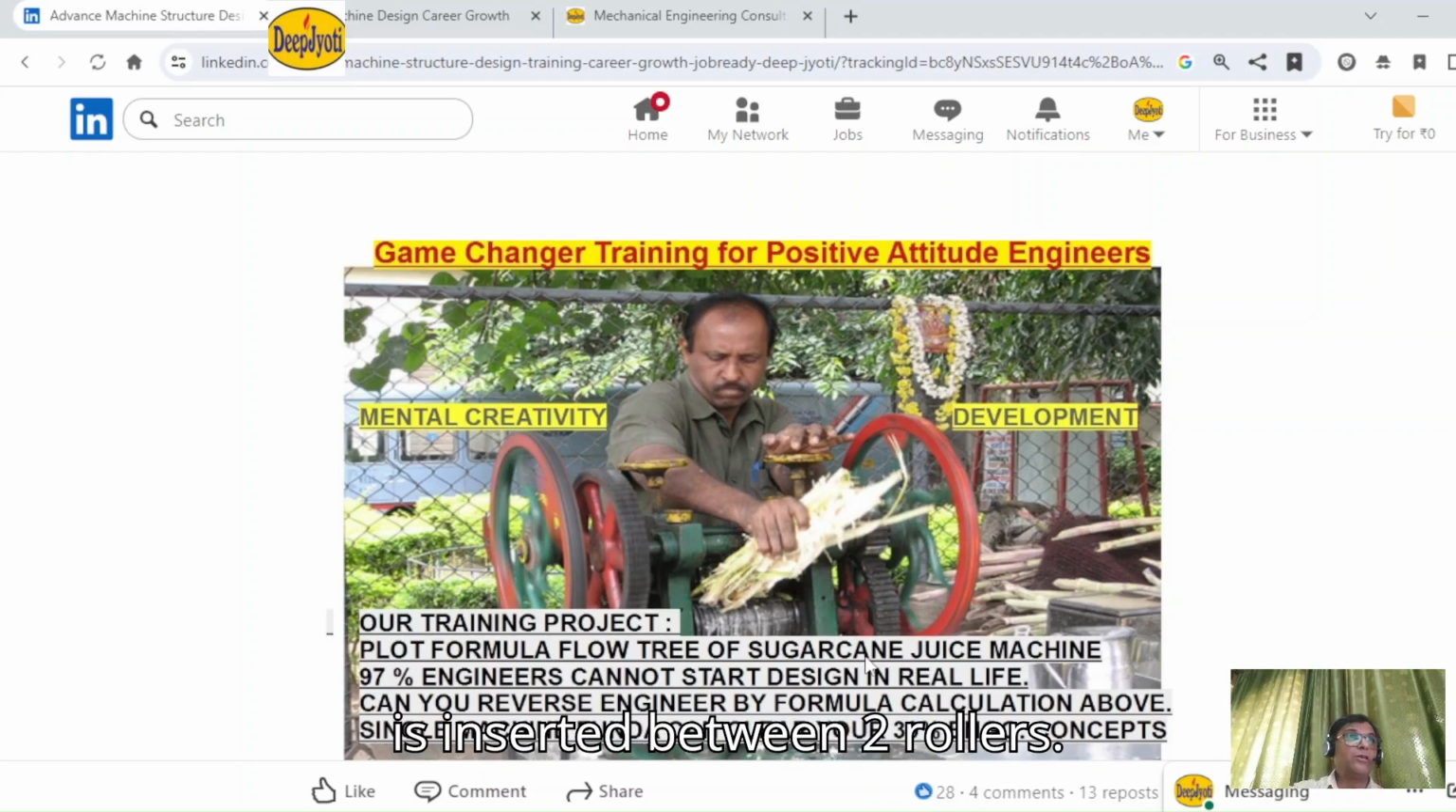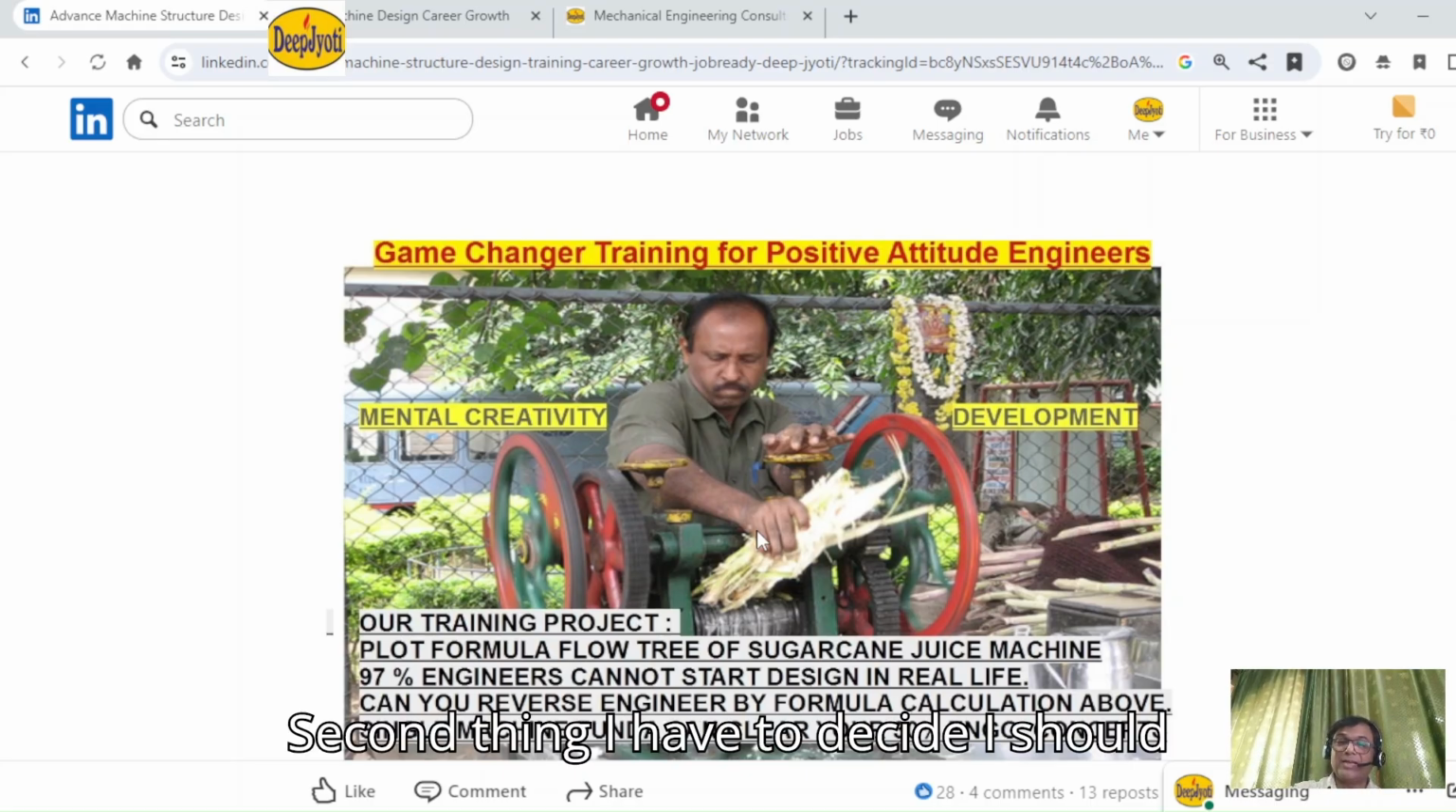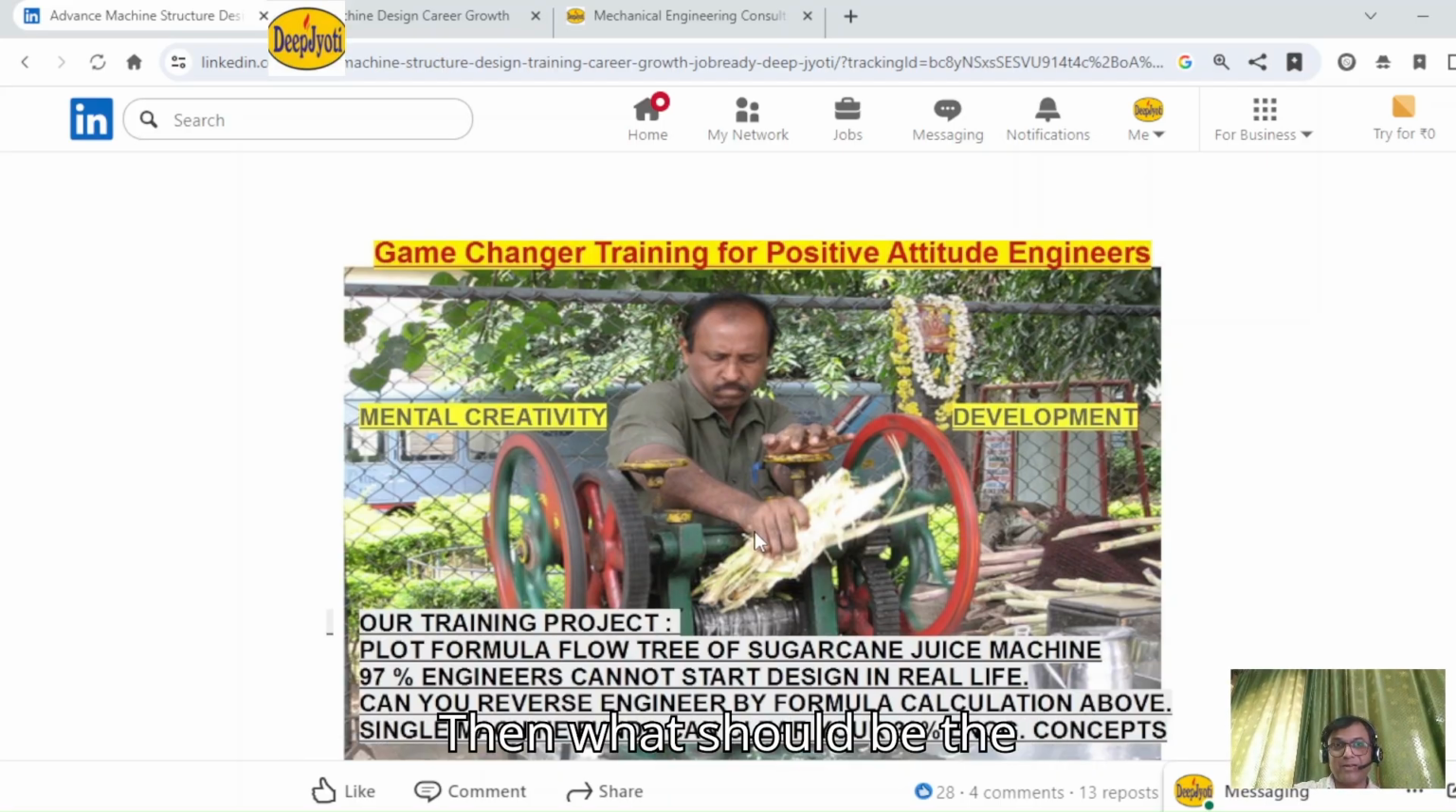Now the load is inserted between two rollers. So what will happen to the rollers? They will try to deflect. So I have to decide how much deflection I will allow. Second thing, I have to decide whether I should keep a hollow or solid roller. Means take a solid shaft or a hollow pipe. And what should be the thickness of the pipe then? What should be the diameter of the shaft or pipe?